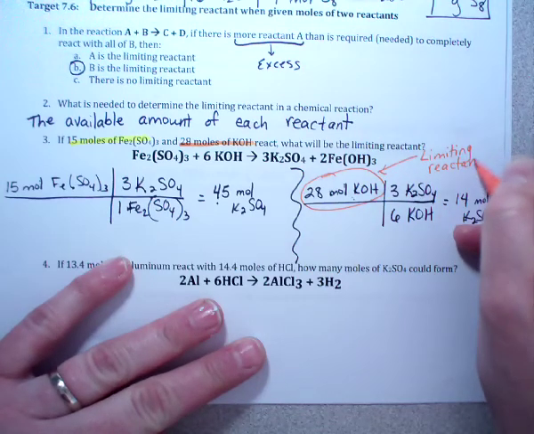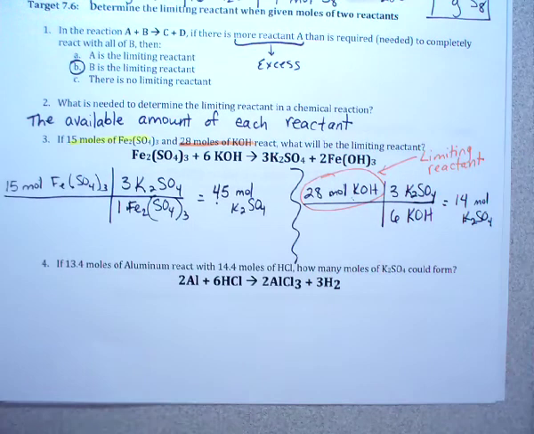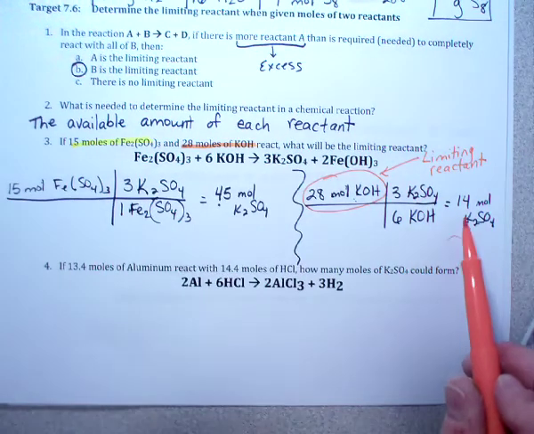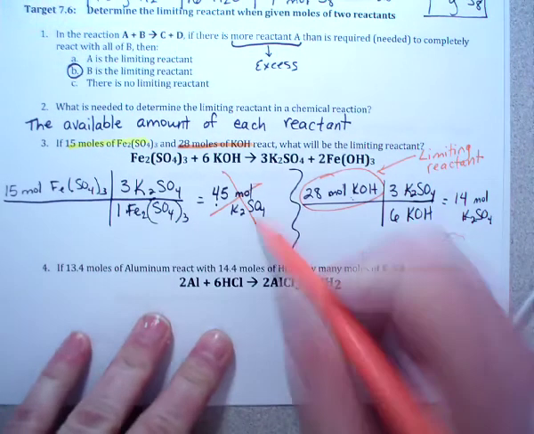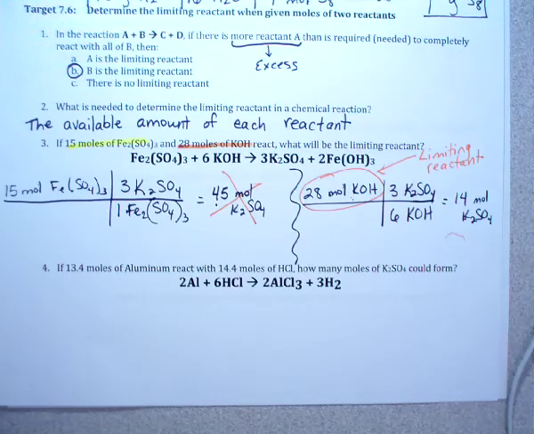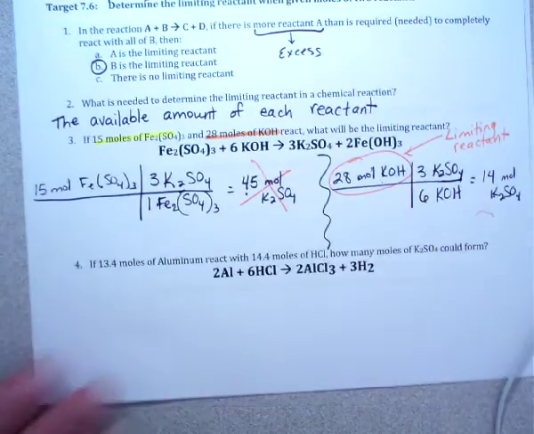If the question asked how much product could be produced, well, then your answer would be 14. It's not the 45. We don't have enough to create 45 moles of potassium sulfate. We only have enough ingredients to make the 14 moles.